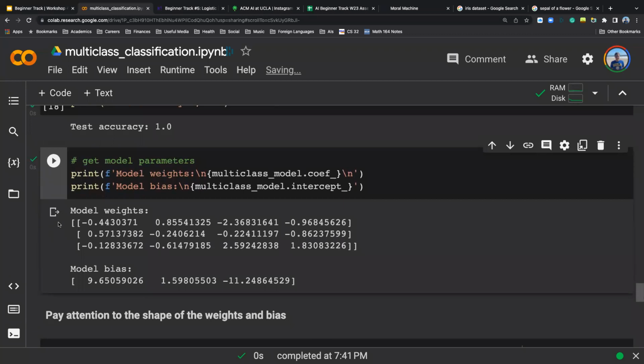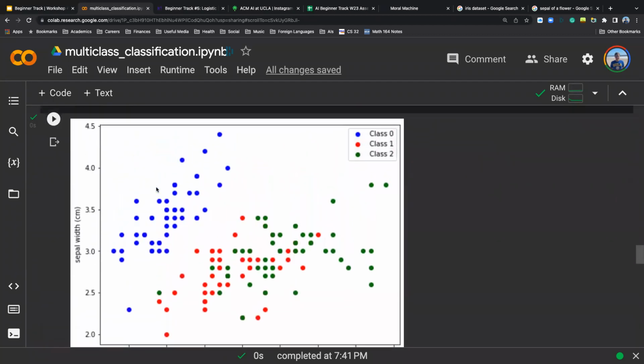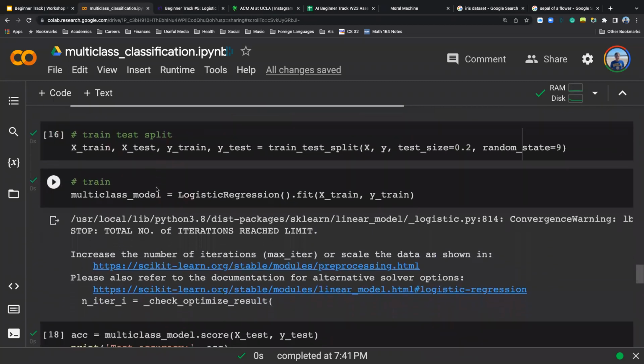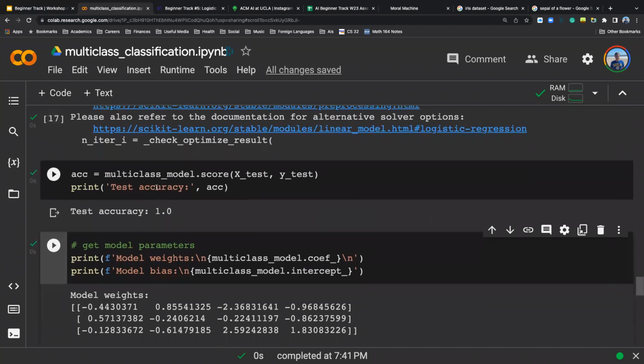So does anyone want to tell me what the shape of this matrix is? The weights matrix? Does someone want to tell me? Someone except Nathan, sorry. This is the weights matrix for multi-class classification. How many classes do we have right now? Like in our new example, how many classes do we have? 3. And how many features are we looking at for each data point?